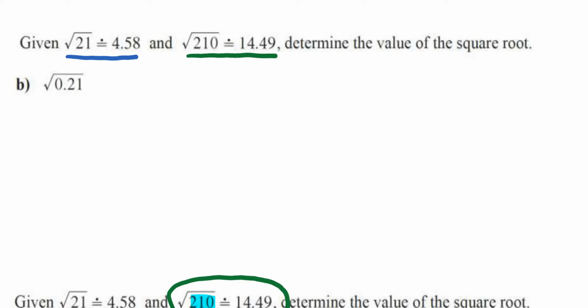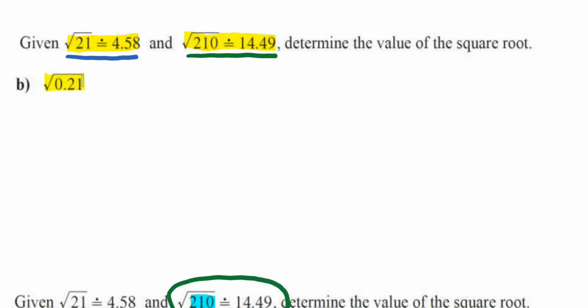This is part 2 of the homework video guide for section 1.4, and we're going to start this video guide with question 4b. For question number 4 in general, you're given these two statements. The square root of 21 is roughly 4.58, and the square root of 210 is roughly 14.49. And I need to determine the value of the square root of 0.21.